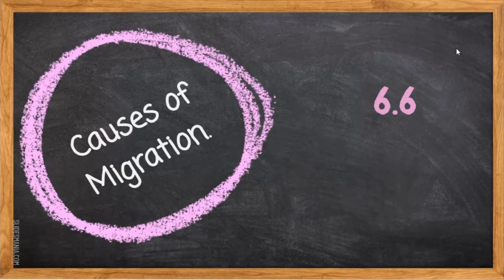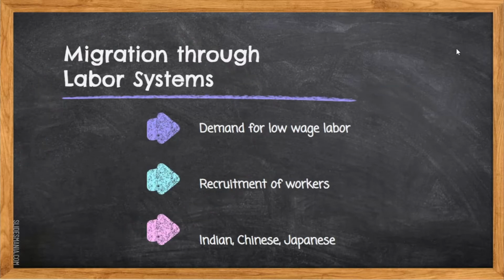First bullet point I want you to put is the causes of migration. This comes from 6.6 in your AMSCO book if you're reading along and following in your AMSCO book. Under causes of migration, what I want you to put down is migration through labor systems. This happens because of the demand for low wage labor, which will usually lead to the exploitation of resources in those areas. The second bullet point with this one is the recruitment of workers.